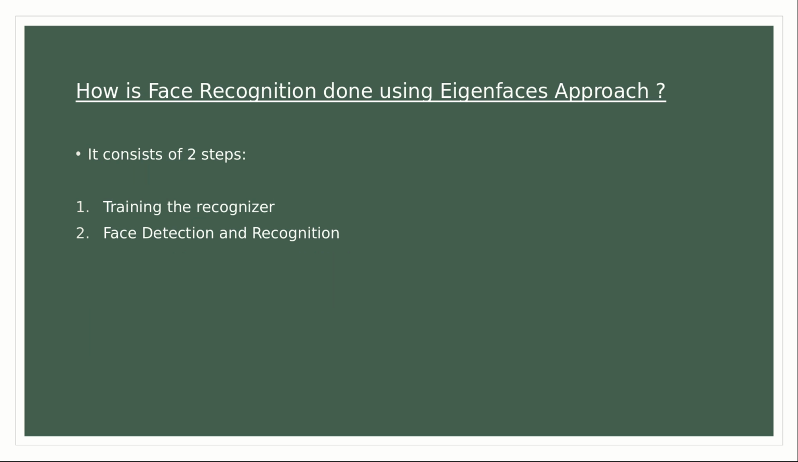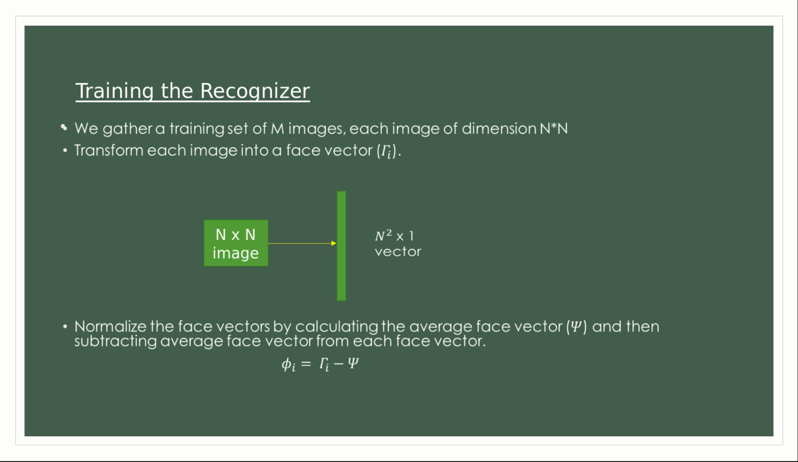So how is face recognition done using the eigenfaces approach? It mainly consists of two steps. First is training the recognizer, and second is face detection and recognition. So how do we train the recognizer? We first gather a training set of M images. Each of them has a dimension of n by n. So it's the training sample. We then transform each image into a face vector. The face vector has a dimension of n squared by 1.